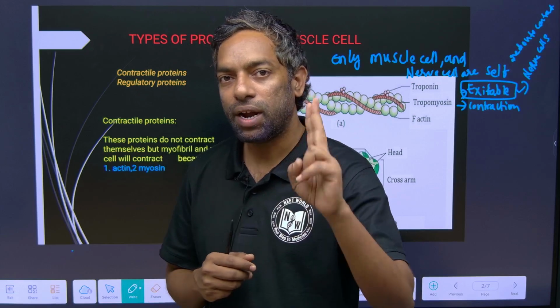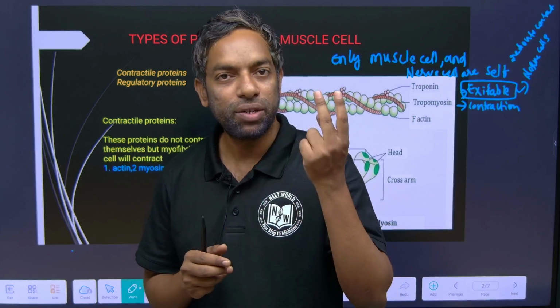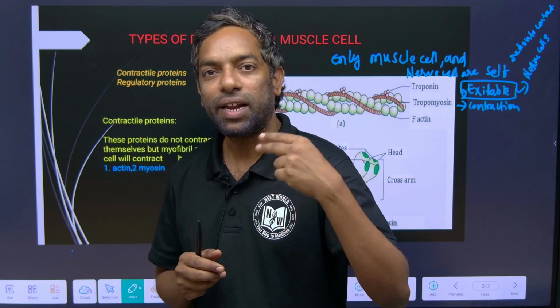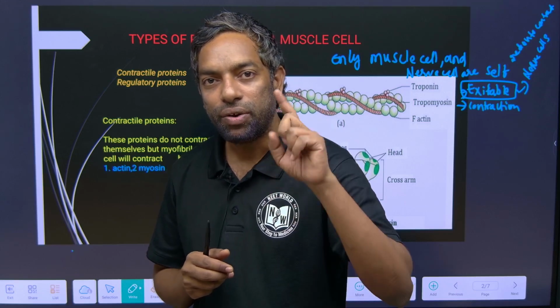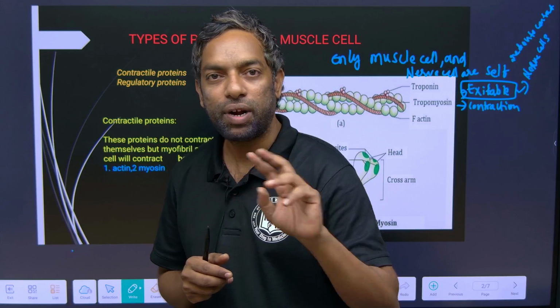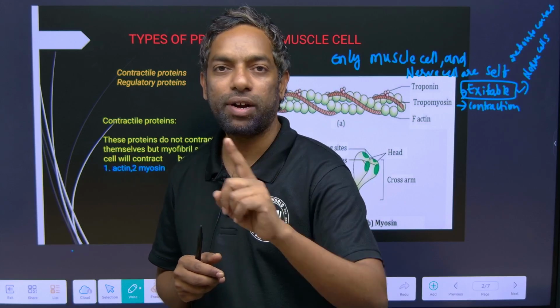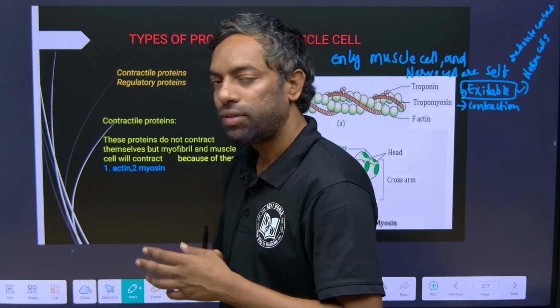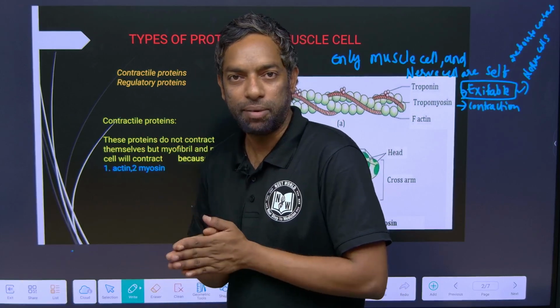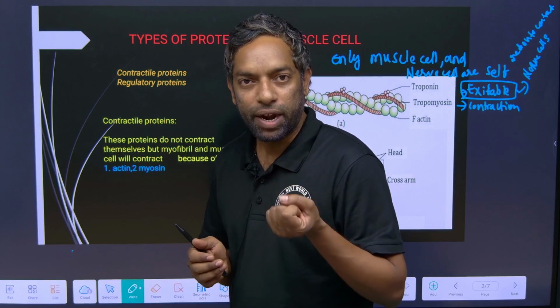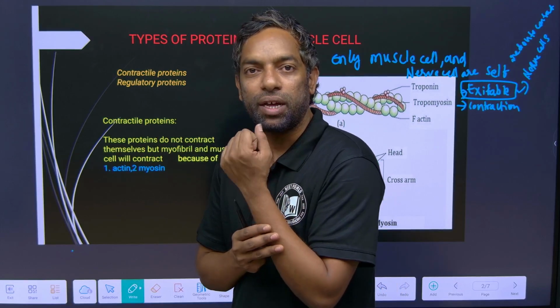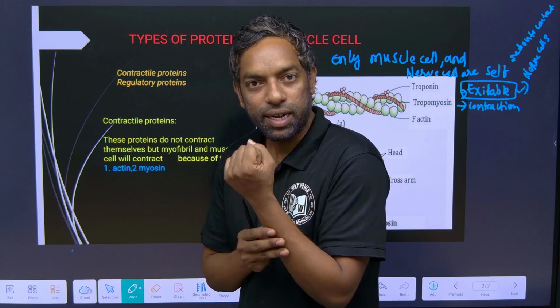There are two kinds of cells in the human body that are excitable: neuron cells and muscle cells. Neuron cells can only be excitable, they do not contract. Muscle cells can both contract and be excitable. How does muscle contraction take place? If you lift any weight, the skeletal muscles contract.